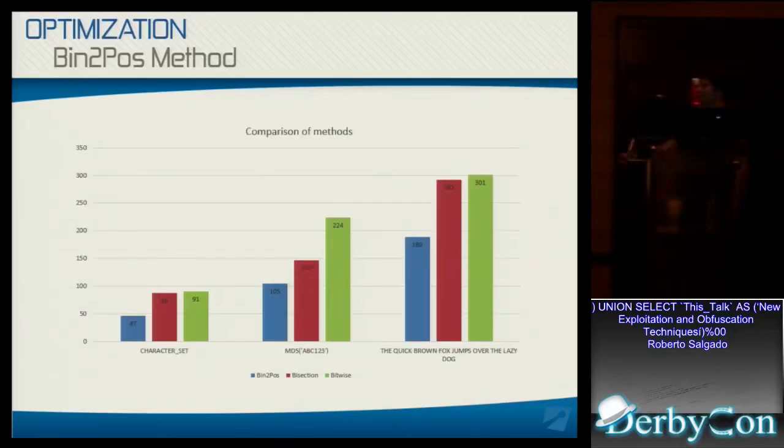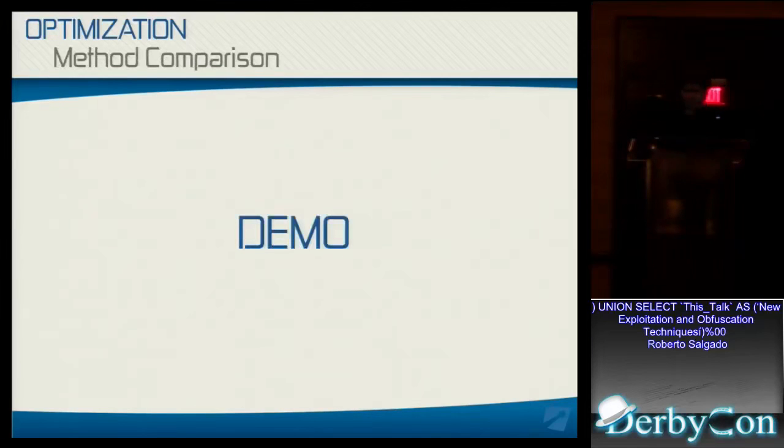So when comparing this method with other methods, here's a chart, say for the character set. My method is in blue, the bisection method is in red, and the bitwise methods are the yellow here. For the character set, you see a 47% improvement. Retrieving the MD5 hash for ABC123, almost 30% improvement. And for the quick brown fox jumps over the lazy dog, 35%. Depending on the case, I've seen up to maybe 90% improvements, but that's not very realistic, but it can happen. So I'll show you a demo.